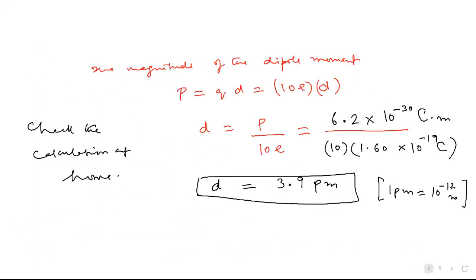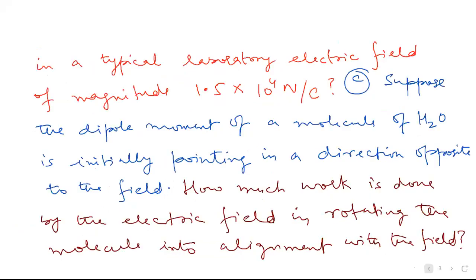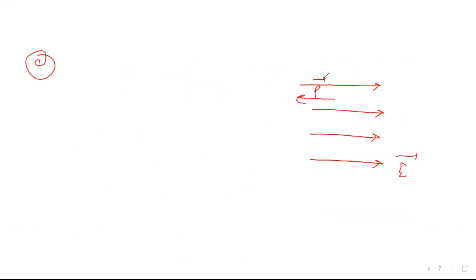Let us move to part C. Part C says, suppose the dipole moment of the molecule H2 is initially pointing in a direction opposite to the field. That is, the situation is like this. We have some electric field which is given. Now initially the dipole is placed this way. That means it is oppositely directed to the applied field initially, right?